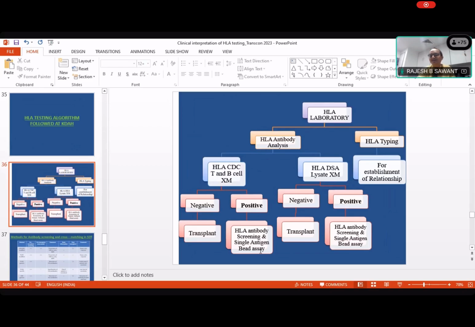So is it clear now? Thank you, sir. Sure. The next question is, is it necessary to characterize the HLA antibody in BMT once we find it's positive? So the same.